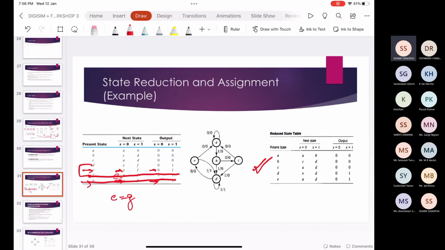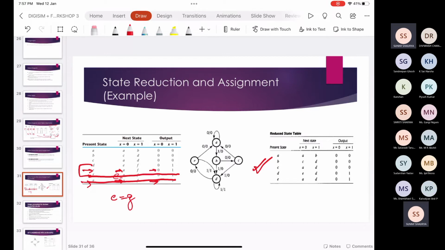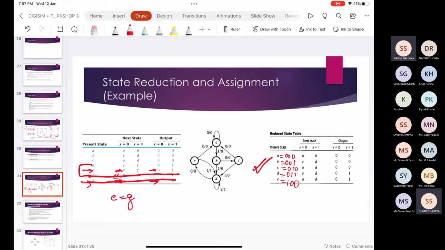The state assignment is nothing but assigning binary numbers to the states represented by alphabets. Here the state assignment for A will be 000, B will be 001, C will be 010, D will be 011, and E will be 100. The state table here is denoted by the state diagram.